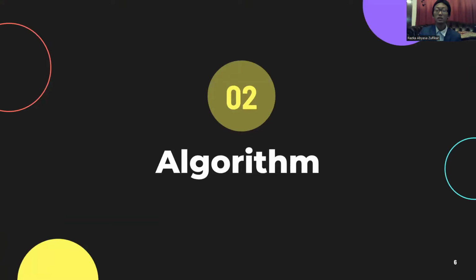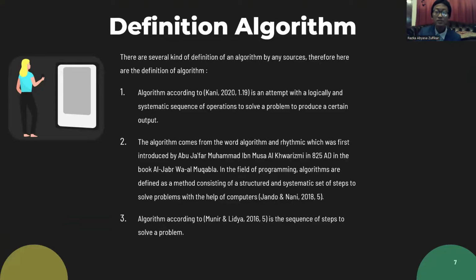Now we discuss about the algorithm. In the next slide is the definition of algorithm. There are several kinds of definition of algorithm by any source. Therefore, here are the definitions of algorithm.